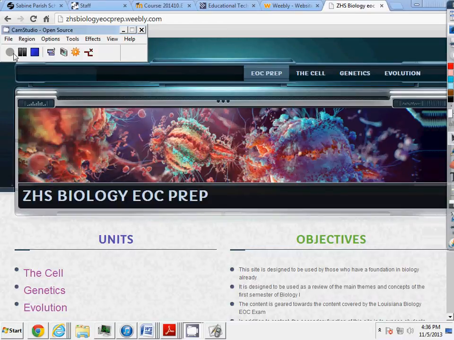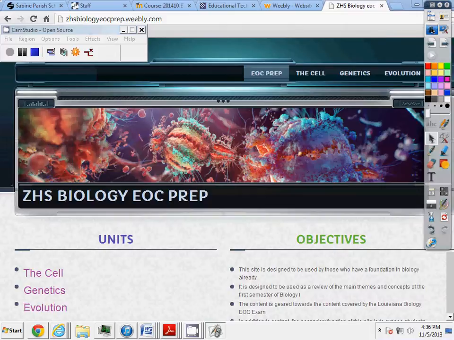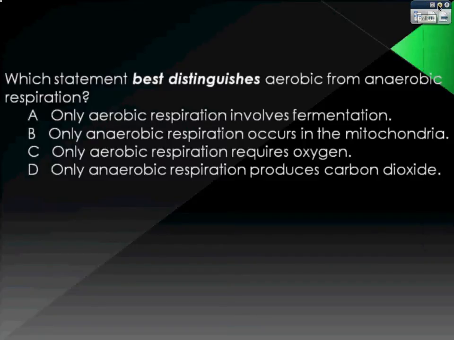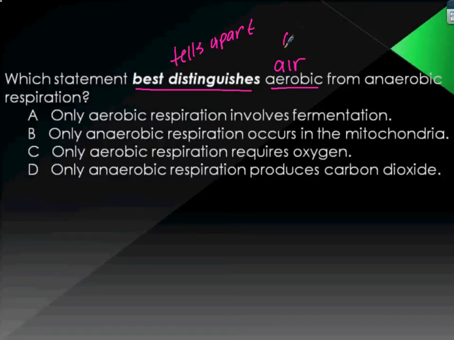All right, we're going to pick up on question 5 of the EOC cellular respiration and photosynthesis quiz. It says, which statement best distinguishes, so it tells apart, that's what distinguishes means, between aerobic and anaerobic respiration. Remember I said let's say aerobic and let's say air, because that air we're talking about is oxygen. Aerobic needs oxygen. Anaerobic is no oxygen.